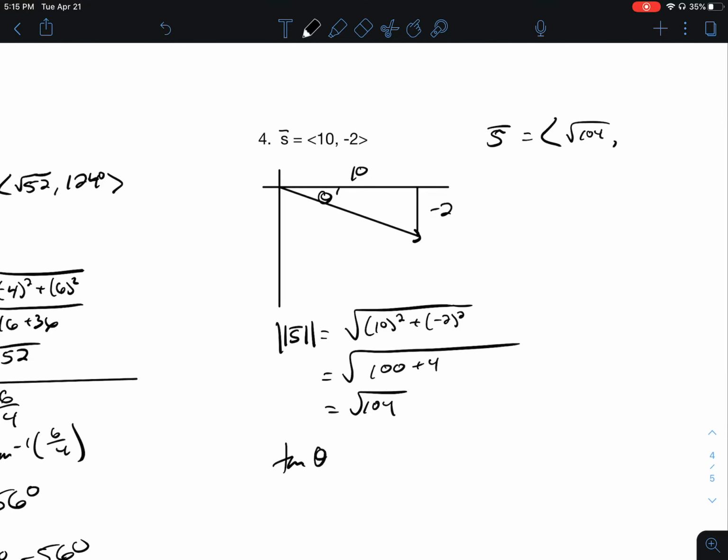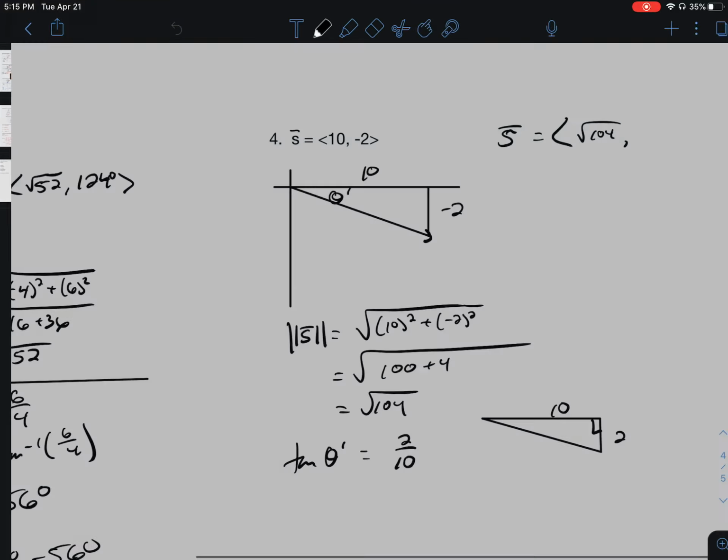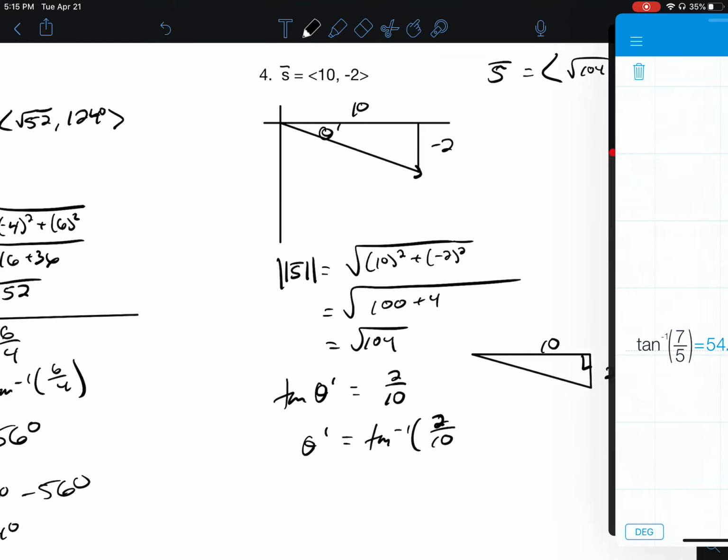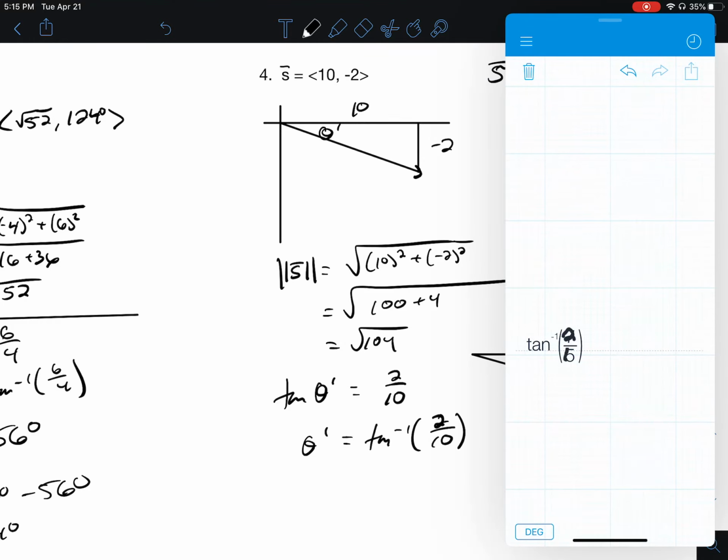To find theta prime, we're going to do tangent of theta prime is the y over x value, and we are ignoring the signs because we want to find the reference angle first. Then we'll worry about the actual angle. So theta prime is going to be tangent inverse of 2 over 10. Put that in my calculator. I'm going to get theta prime is about 11 degrees.